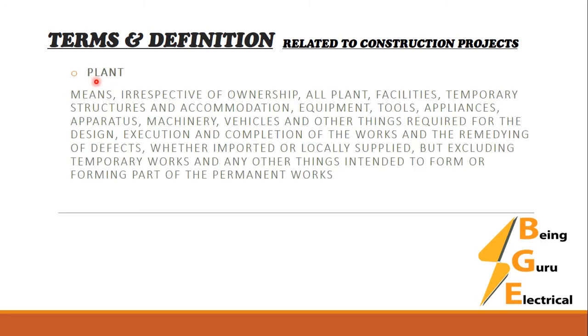Next we have plant. Plant means, irrespective of ownership, all plants, facilities, temporary structures, accommodation, equipment, tools, appliances, apparatus, machinery, vehicles, and other things required for the design, execution, and completion of the works and the remedying of defects, whether imported or locally supplied, but excluding temporary works and other things intended to form or forming part of the permanent works. It is called the plant. So simply, the plant is all the things excluding temporary works and all the things that are intended to form or forming part of the permanent works.